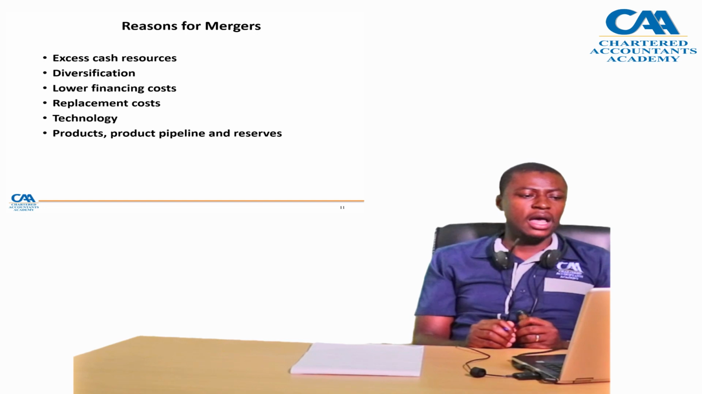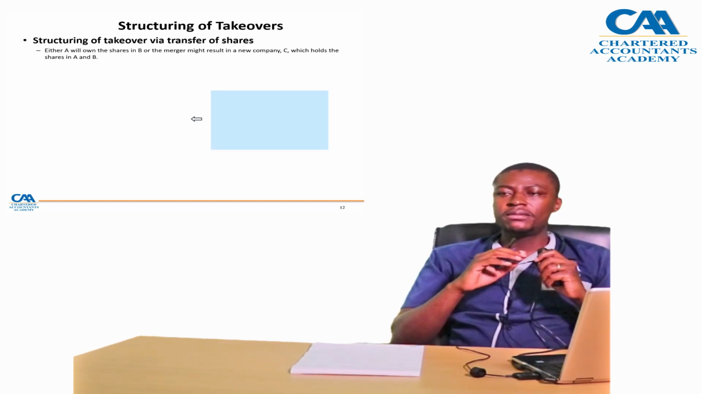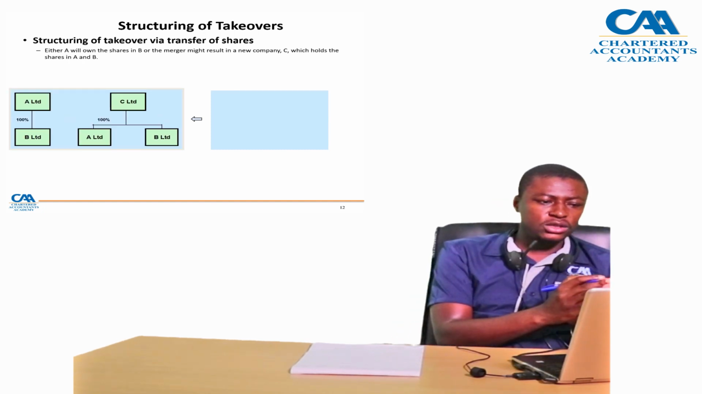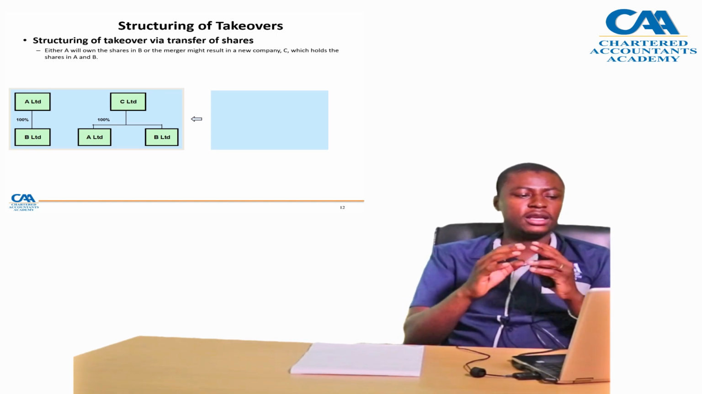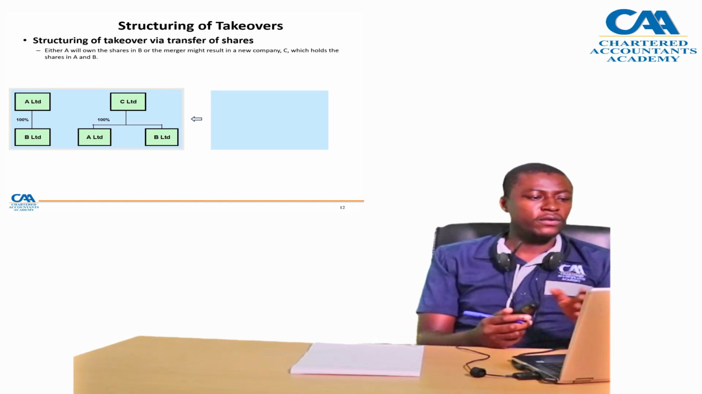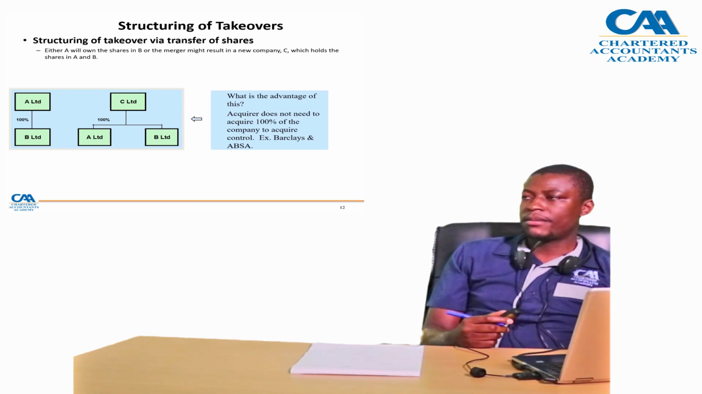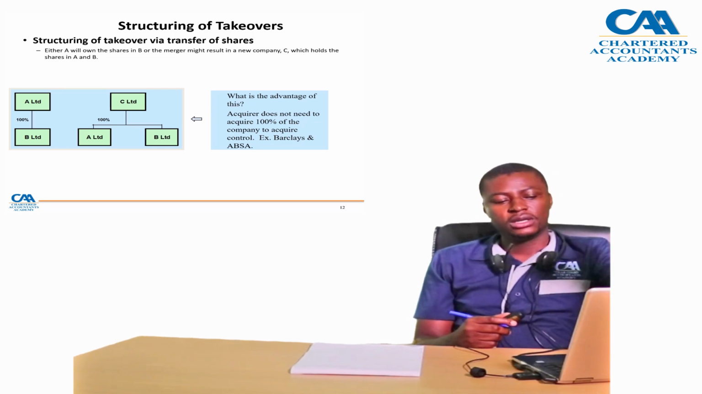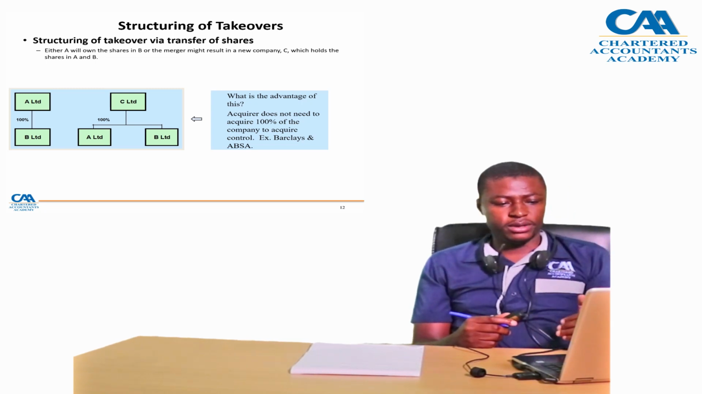Now the question is, how do we structure a merger? So a merger can be either a takeover of assets or via transfer of shares. So I've got two structures here that can be made. We find that after a merger, company A will own shares in company B, or the group can decide to establish a new company, C Limited, which has got shares in both company A and then company B.